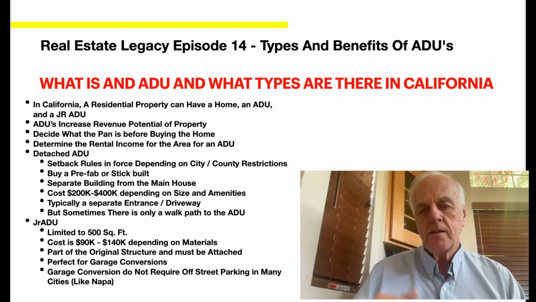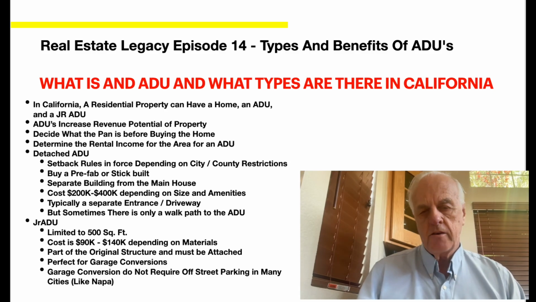And again, typically you want a separate entrance and driveway for a detached building, because it is kind of a separate house, and you want to have as much of that as possible to make it feel like you have a separate home, because it is a separate building. But again, the trade-off is sometimes there might just be a walk path to the side of the house to the back yard, which is often where they're put, because in the front yard you're going to have issues with setbacks to the street.